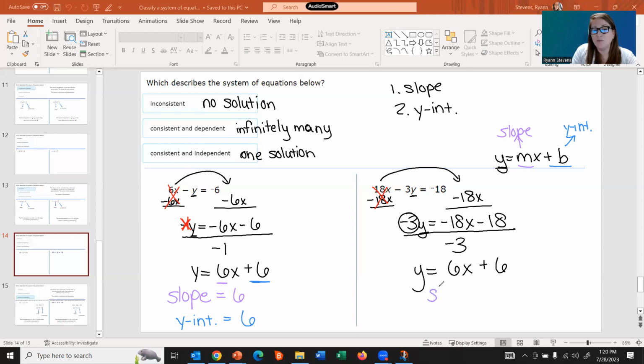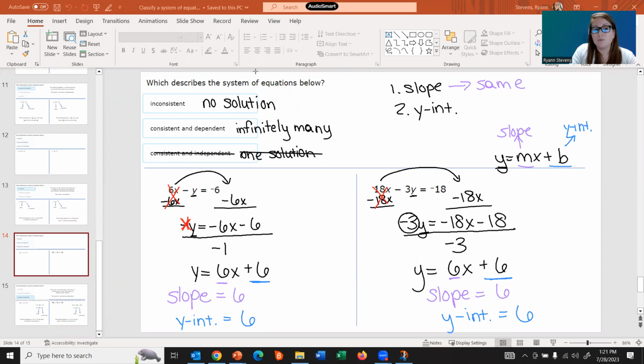So now we can look at the slope. We can see, okay, the slope of my line will be a positive 6. And my y-intercept will be a positive 6. So we can see that, okay, if we compare, the slopes are both 6. So we could say the slope of these equations will be the same. So in that case, we can eliminate that answer choice of one solution. One solution would tell us the slopes are different. Since we can see here that the slopes are the same, we can say that this is not one solution, so it's not going to be consistent and independent.